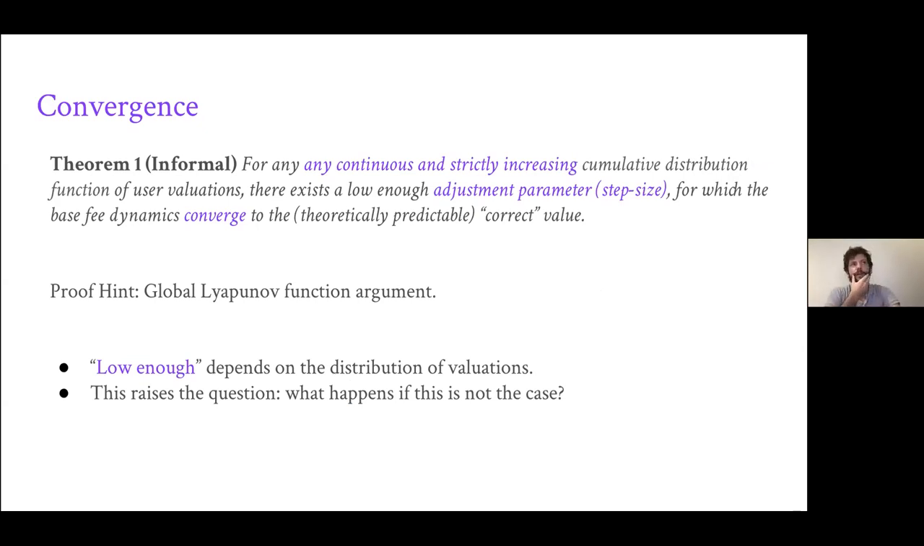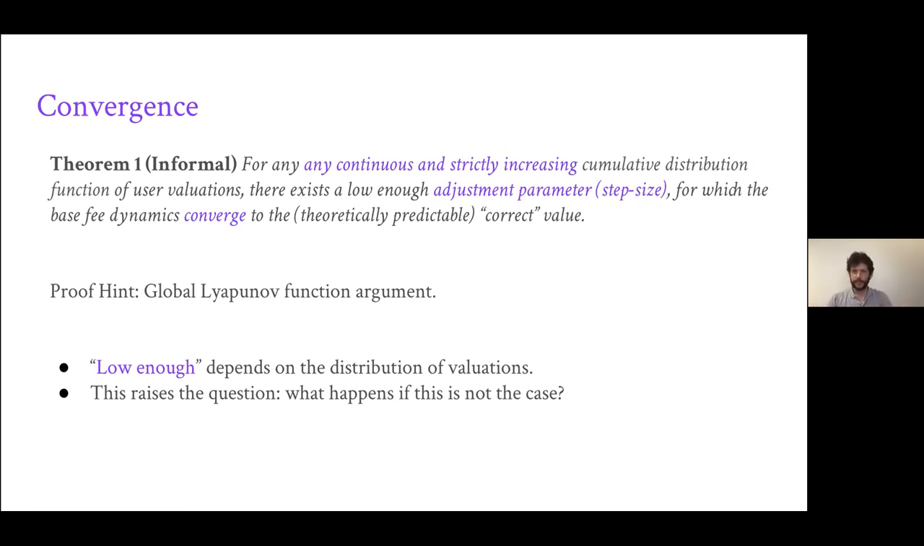Okay, here's a bit of an informal presentation, but here's what we actually show. Effectively, for any continuous and strictly increasing cumulative distribution function of user valuations, if somebody could adjust the price, this parameter D, the one that I said was 0.125, and you took it to be small enough, you set the step size to be sufficiently small, then you can formally prove that the base fee dynamics actually converge to the equilibrium value. In these cases you can have an end-to-end game theoretic analysis. Everything goes well. I won't go here into the details of the proof. For those of you who are interested in the details, look at the paper.